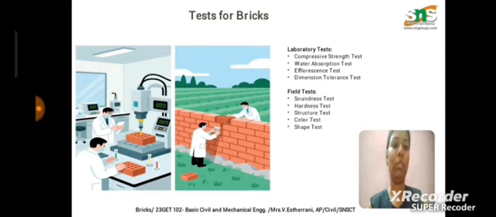Next one is the efflorescence test. Efflorescence test is nothing but the water absorption and color test. Next one is the dimension tolerance test. Dimension tolerance test, it is similar to the compressive strength test.